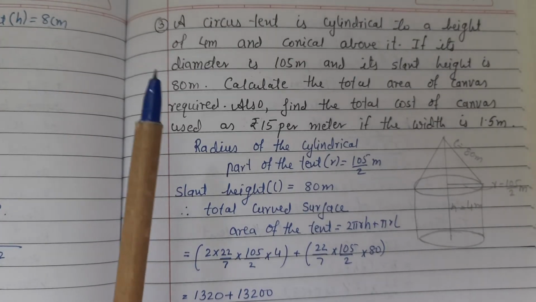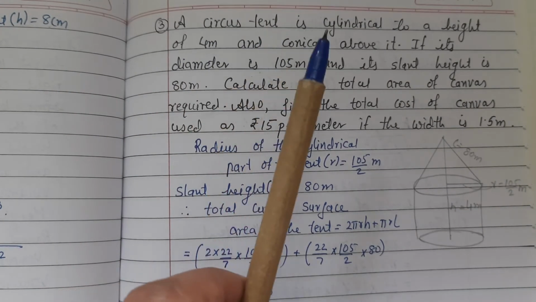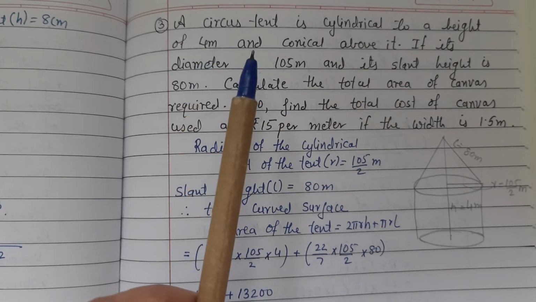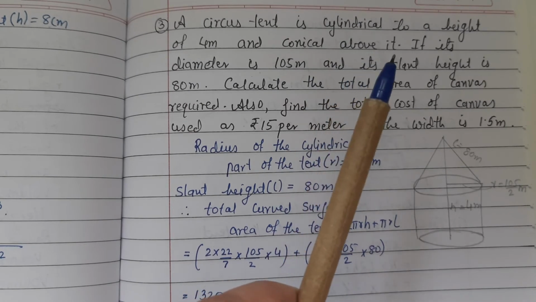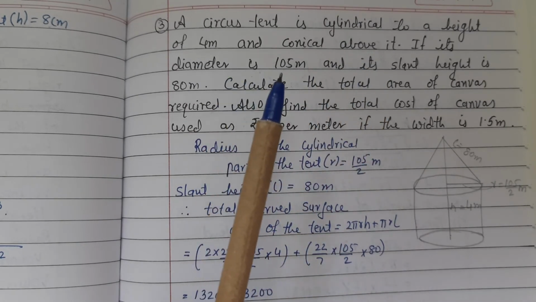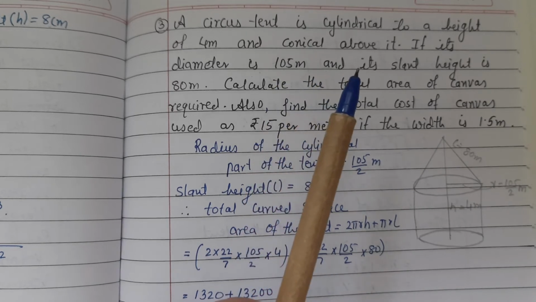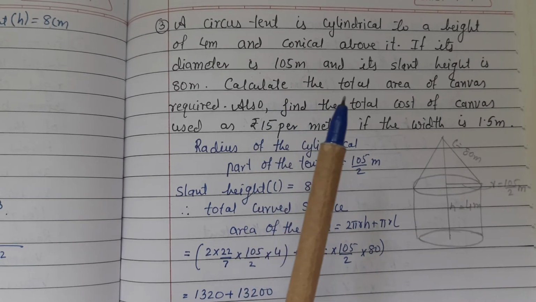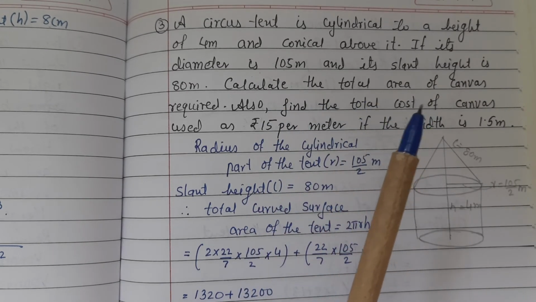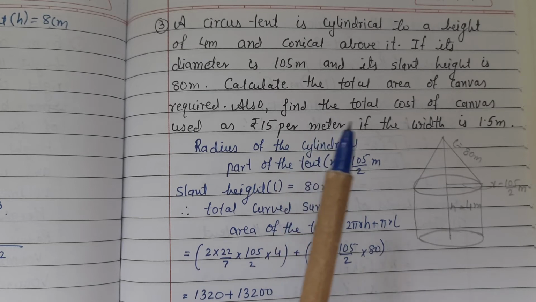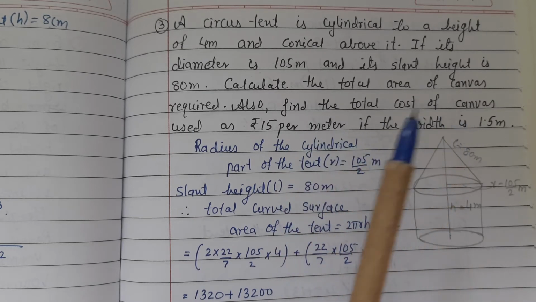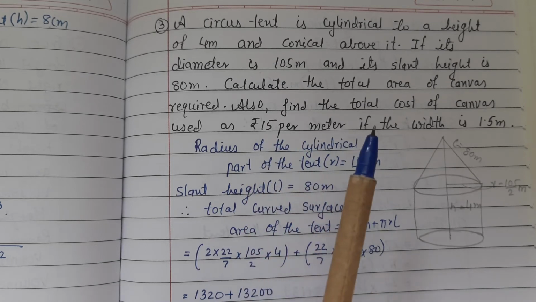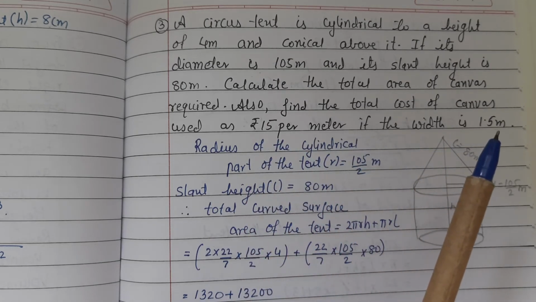Sum number 3. A circus tent is cylindrical to a height of 4 meter and conical above it. If its diameter is 105 meter and its slant height is 80 meter, calculate the total area of canvas required. Also find the total cost of canvas used at rupees 15 per meter if the width is 1.5 meter.